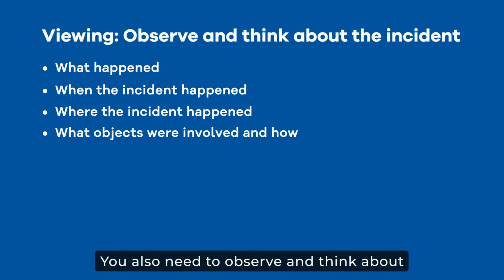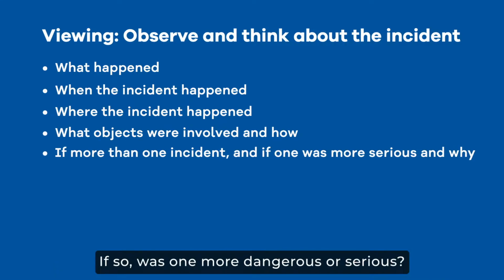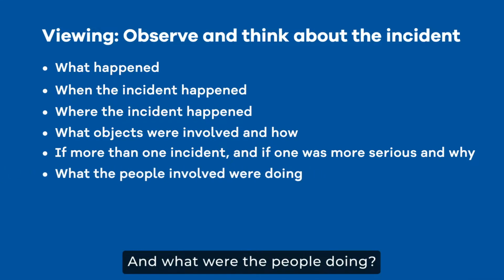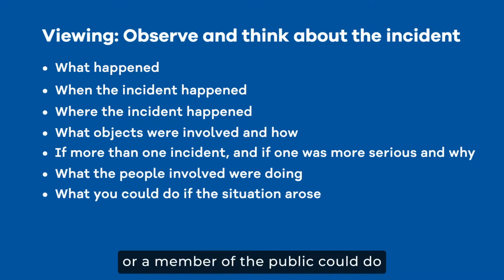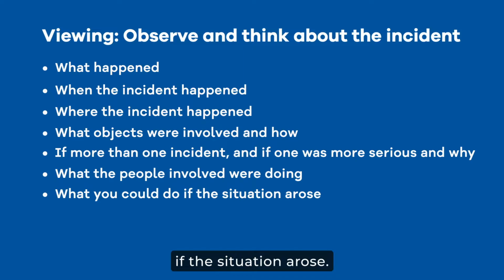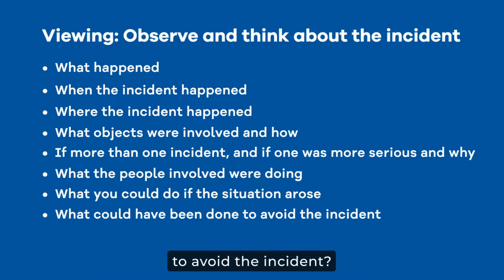You also need to observe and think about whether there was more than one thing happening. If so, was one more dangerous or serious, and why? And what were the people doing? And you need to think about what you, as a police officer or a member of the public, could do if the situation arose, and what, if anything, could have been done to avoid the incident.